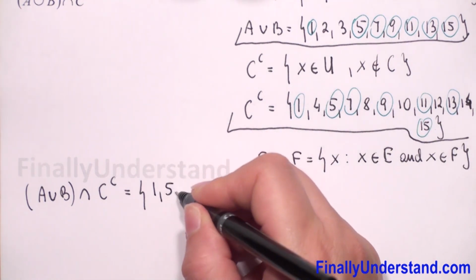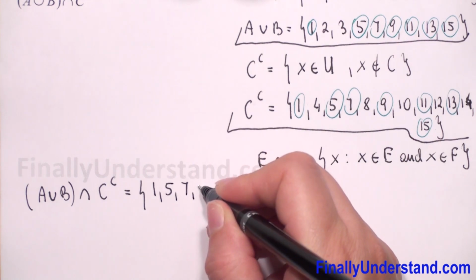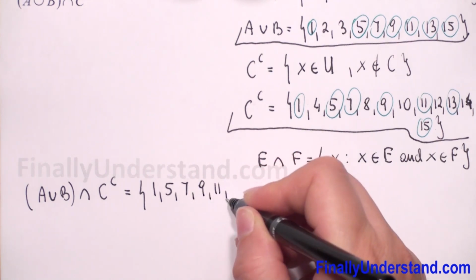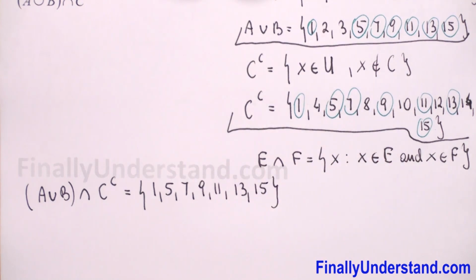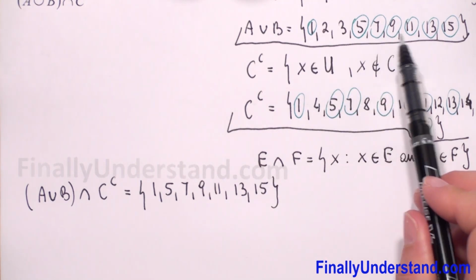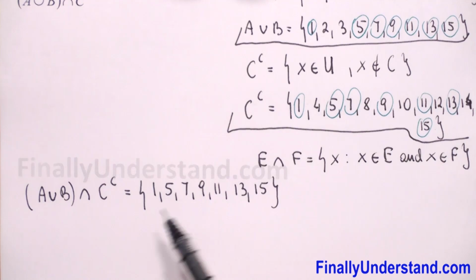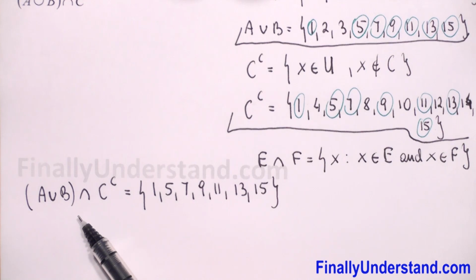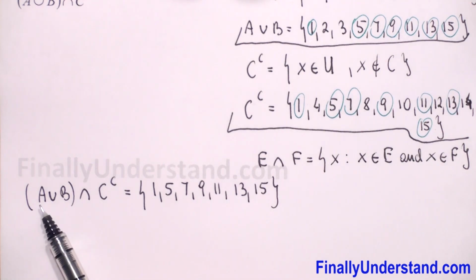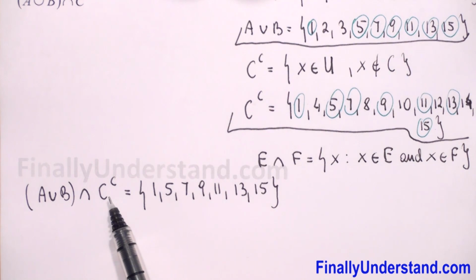1, 5, 7, 9, 11, 13 and 15. Let's check. 1, 2, 3, 4, 5, 6, 7. So this is our intersection of the union of set A and B and complement of set C.